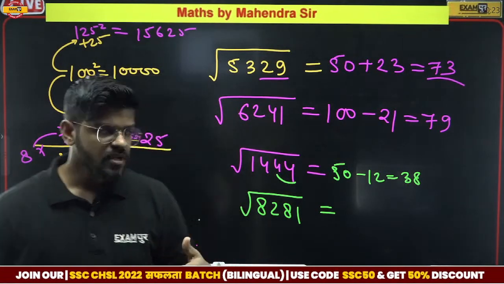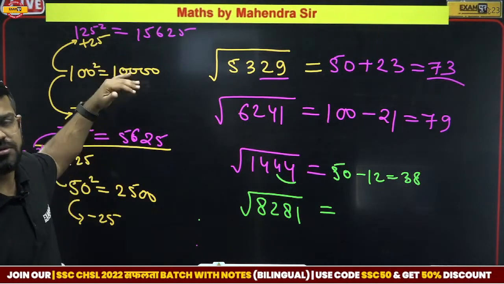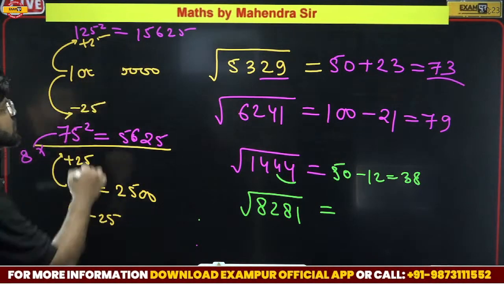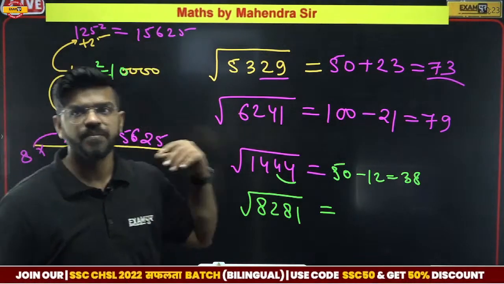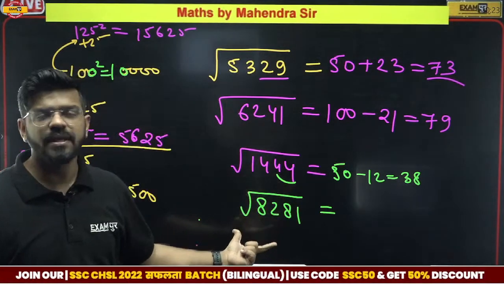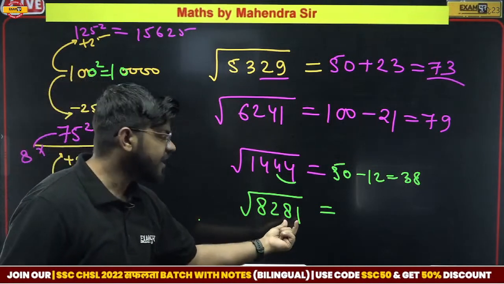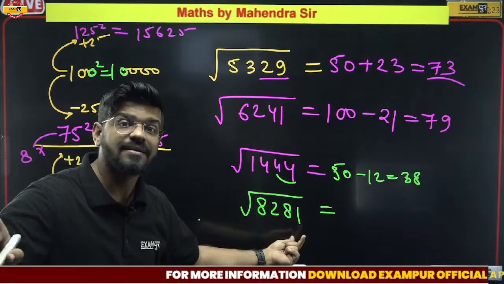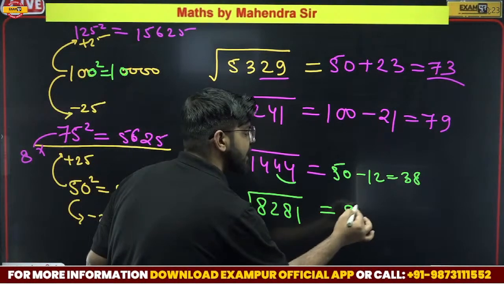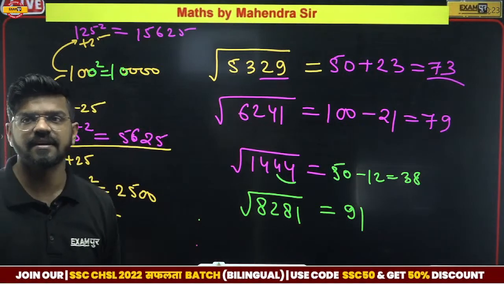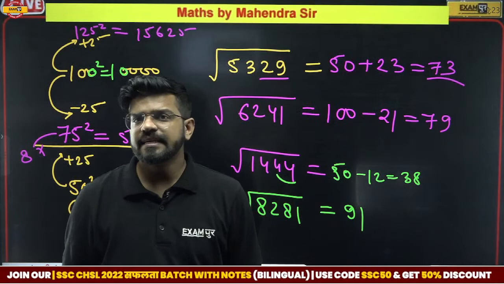This number is near 10,000 but not more than 10,000, because more than 10,000 is nothing but a 5-digit number. So this is a 4-digit number near 10,000. That means the root is less than 100. How much less than 100? 81 is 9 square, so this is 9 less than 100. So my answer is 91. Okay, is it clear? Is it clear to everyone?